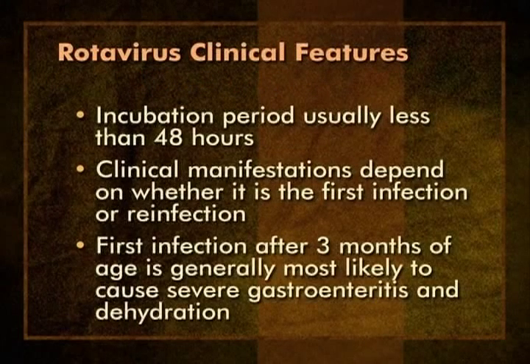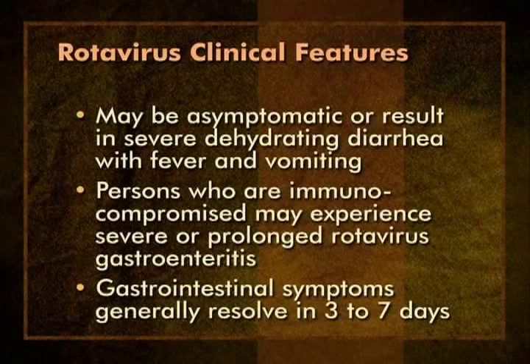The incubation period for rotavirus diarrhea is very short, usually less than 48 hours. The clinical manifestations of infection vary and depend on whether it is the first infection or reinfection. The first infection after 3 months of age is generally most likely to cause severe gastroenteritis and dehydration. Infection may be asymptomatic, may cause self-limited watery diarrhea, or may result in severe dehydrating diarrhea with fever and vomiting.